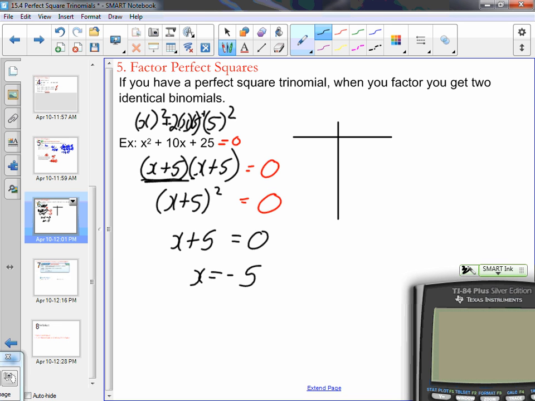Since these two binomials are identical, we would get x equals negative 5 twice. Well, if it equals negative 5, it equals negative 5. You don't have to say it again. So for a perfect square trinomial, when we solve that equation, we just get one answer instead of two. Now, in Algebra 2, you'll learn that you actually do get two answers. They're just not unique. Unique means each one different. You get negative 5 twice. Okay? You with me?